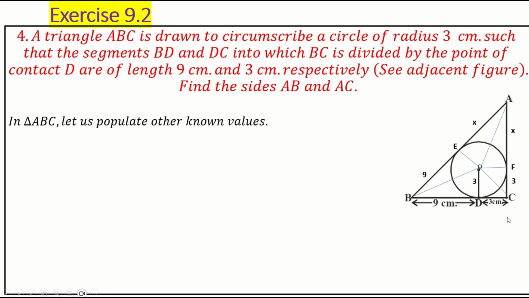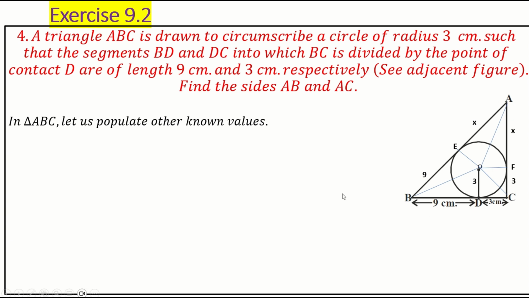Okay. Let us populate the values. One thing is that if you look at the image, it looks like it is a right angle triangle. Then it is very easy to apply Pythagoras theorem and get the other values. But we will not do that, because it is not given as a right angle triangle. So we should not assume that it is a right angle triangle. If it is given as a right angle triangle, the solution is much easier.